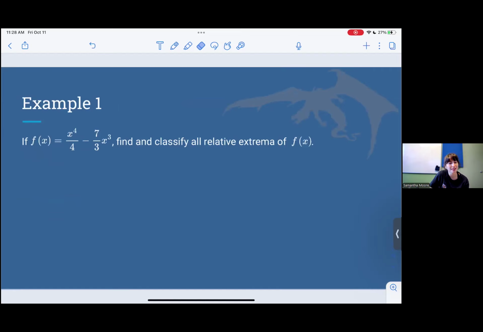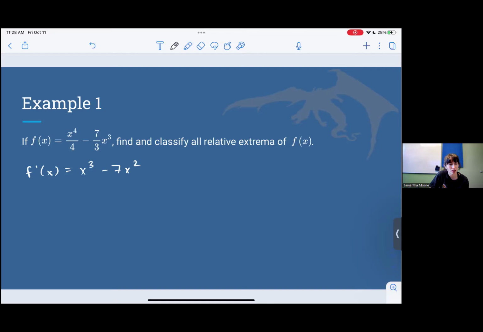Okay. So let's see an example of this in particular. We're given that f of x is x to the 4th over 4 minus 7/3 x cubed. We want to find and classify all the relative extrema, so all the relative maxes and mins. First of all, I'm going to relate it to f prime of x. So f prime of x should be, if I bring down my 4, then 4x cubed over 4, the 4's cancel, so I'm left with x cubed, and then minus 7x squared. That's going to be my f prime of x.